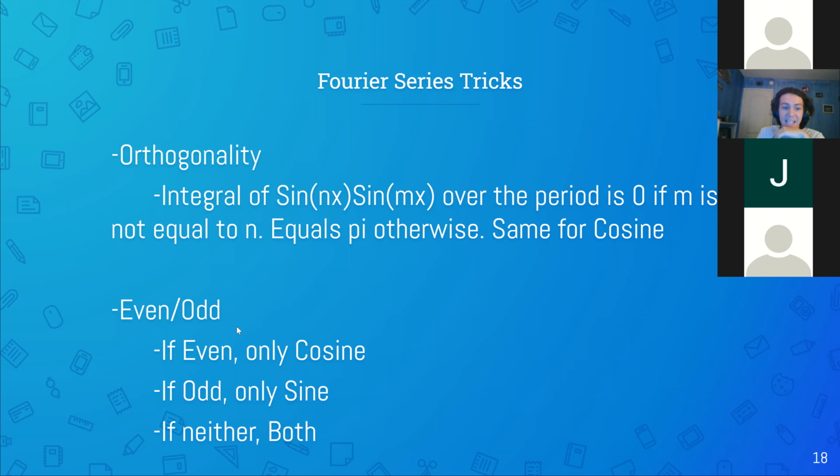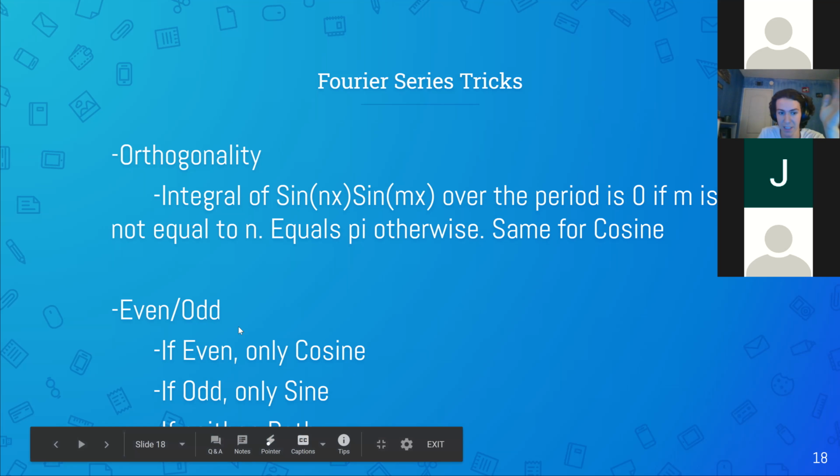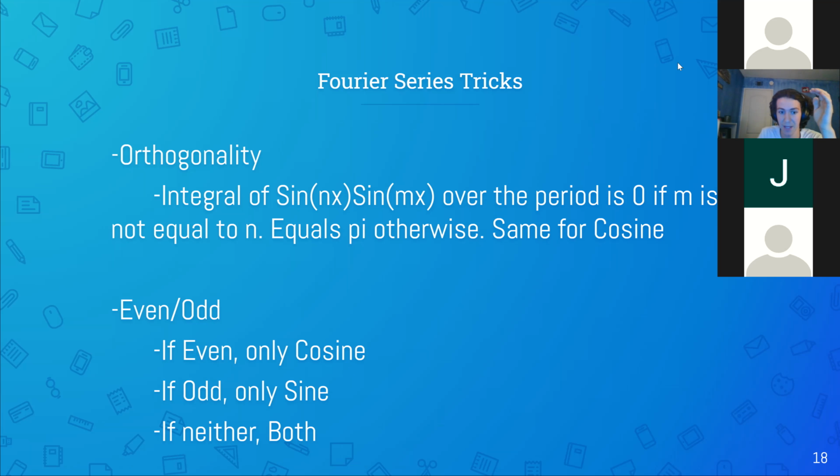And again, if it's even, you only have cosines. If it's odd, you only have sines. And then if it's neither even nor odd, then you actually have both. And you could do a decomposition of it into even and odd parts, in which case you would get cosines and sines.